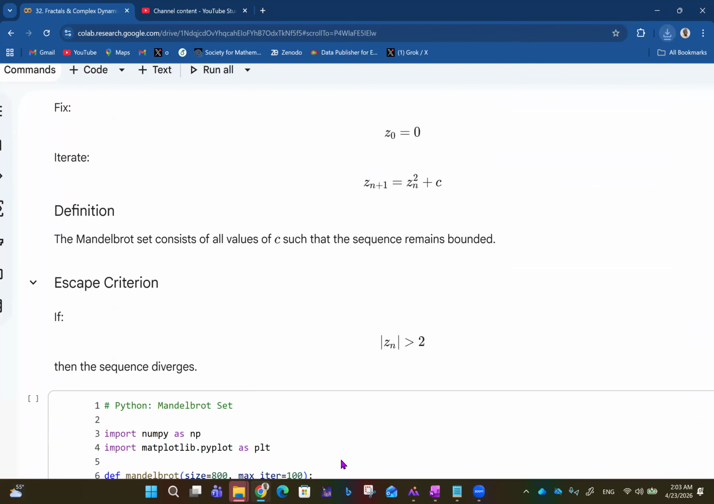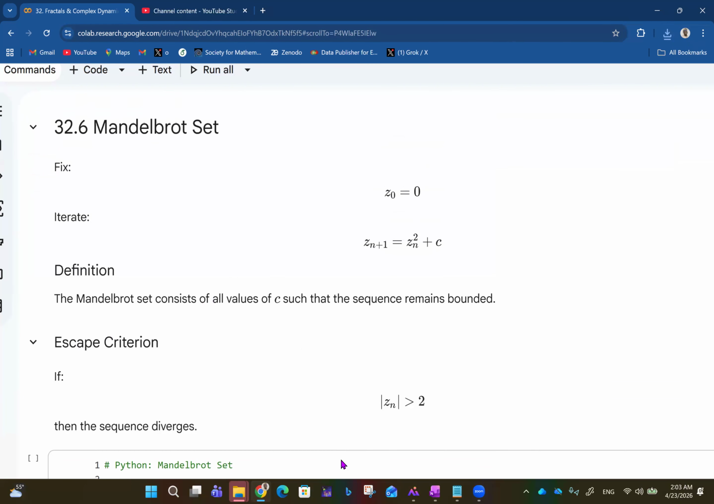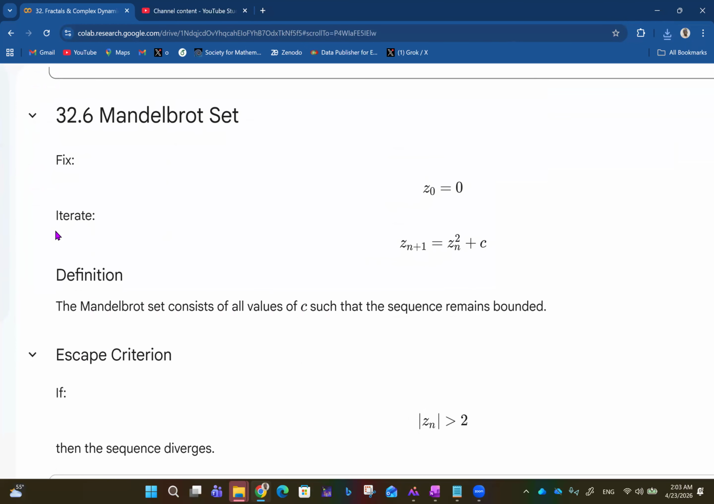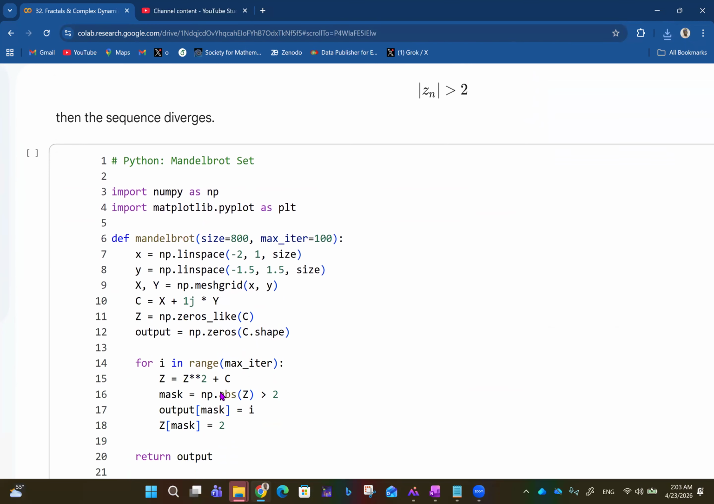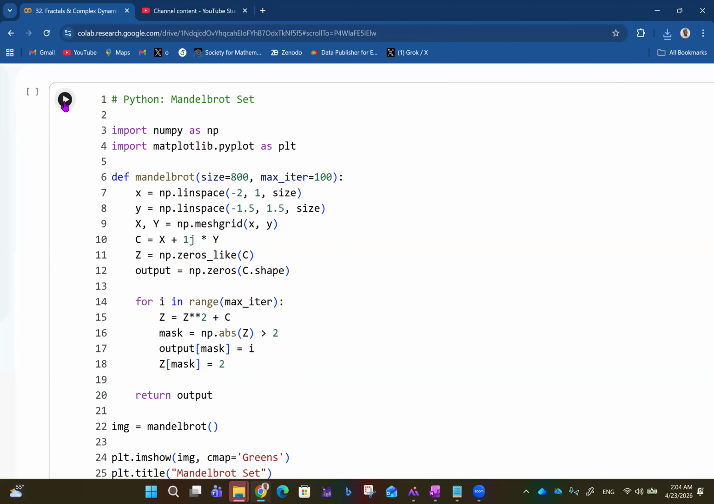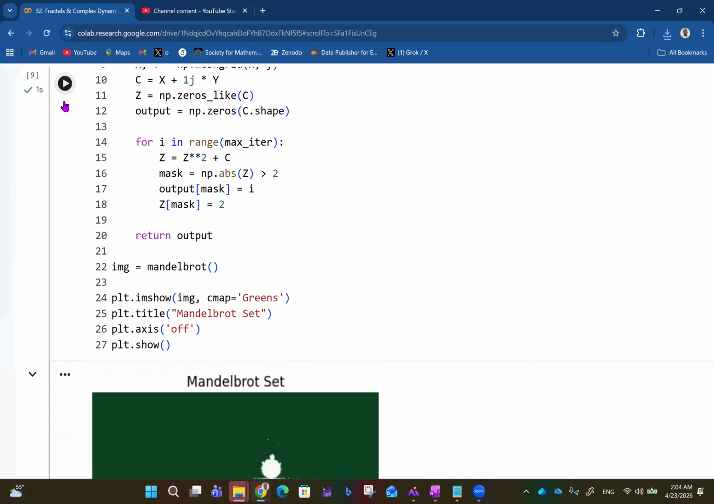Then talking about the Mandelbrot set now, we fix Z0 to be 0 and we iterate Z(n+1) equals Zn squared plus C. So the Mandelbrot set consists of all values of C such that the sequence remains bounded. So for the Julia set you fix the C, but for the Mandelbrot set you let the C keep going. And then you have an escape criterion: if the absolute value of Zn is greater than 2, then the sequence diverges. So if we run this now for the Mandelbrot set, we have this.